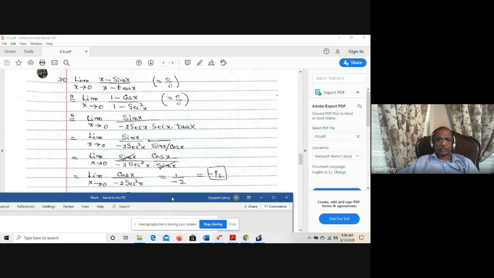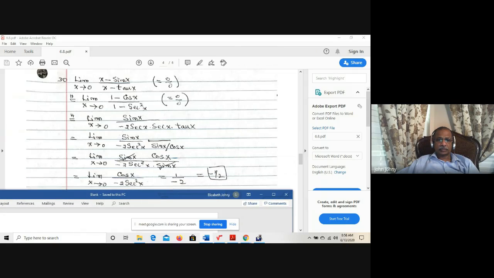And sin x cancels. So it is cos x divided by negative 2 secant squared x. And so that is 1 divided by negative 2. Answer is negative 1/2. Yeah, you have to apply L'Hopital several times here.